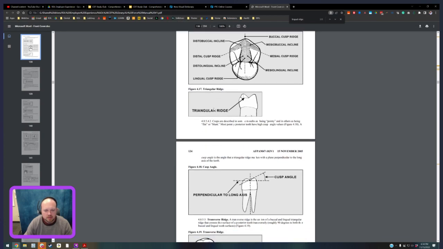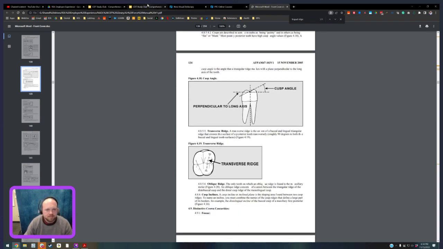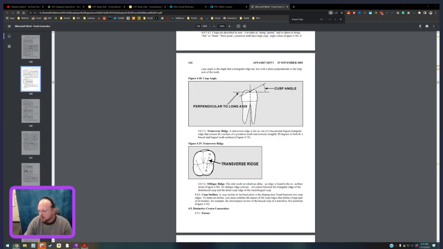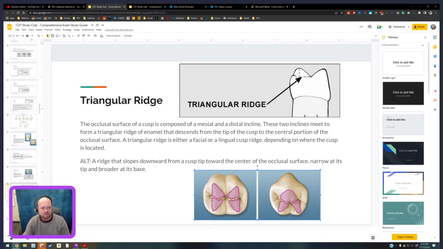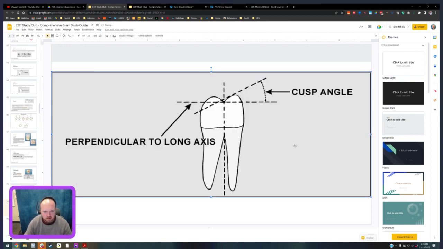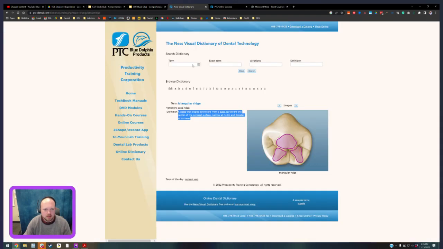All right, so we're going to talk about the cusp angle. Wow, this just goes on for a while. All right. Excuse me. All right. So the cusp angle. All right, let's take a look at that. Next. Why is this image so large? All right, and let's see what.